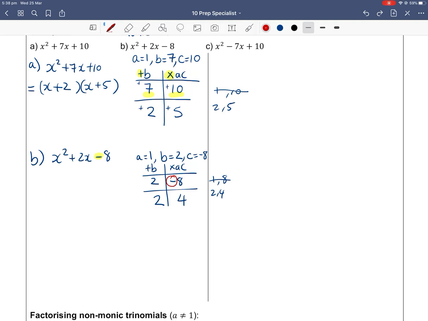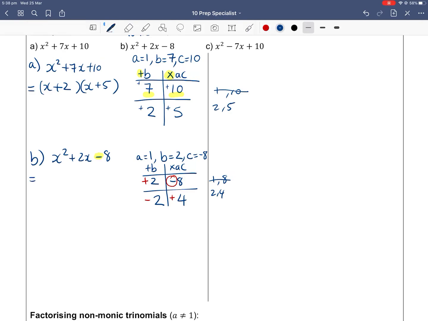But we also need the sum to be a positive 2. So if it was a positive 2 and negative 4, yes, they'll be multiplying to be negative 8, but plus 2 minus 4 is a negative 2, which is not the positive 2 which we wanted. So let's switch the signs instead. So we want a minus 2 and a plus 4. So that check, they do multiply to be negative 8, and they do add to become positive 2.